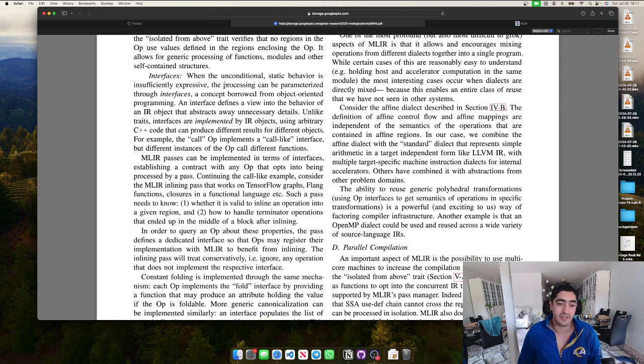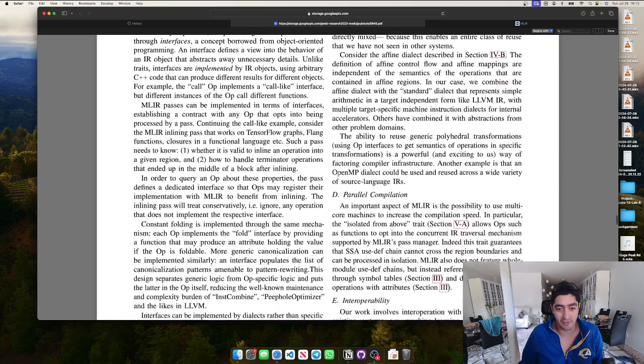MLIR passes can be implemented in terms of interfaces, establishing a contract with any operation that opts into being processed by a pass. Continuing the call-like example, consider the MLIR inlining pass that works on TensorFlow graphs, Flang functions, closures in a functional language, etc.